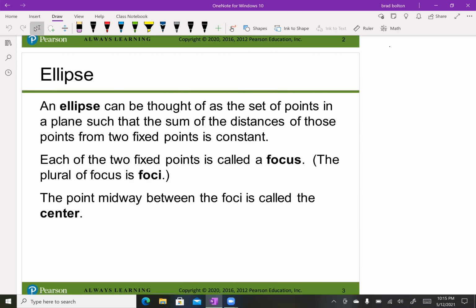So an ellipse can be thought of as a set of points in a plane such that the sum of the distances of the points from two fixed points is constant. Each of these two fixed points is called a focus.